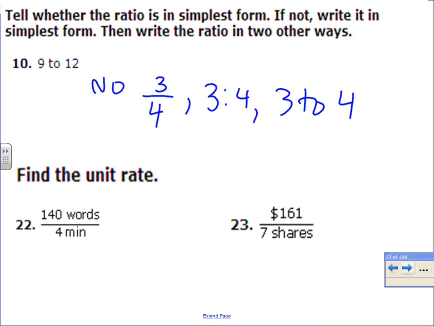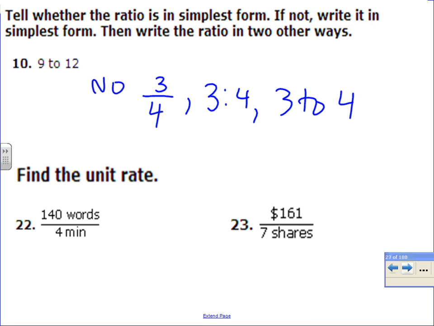You do not have to do that from here on out. I just did it as a review. So for example, Charles, on homework or a test, I will not expect you to write it all 3 ways unless the question says, show me how to write a ratio 3 ways. Okay? This is just me reviewing.